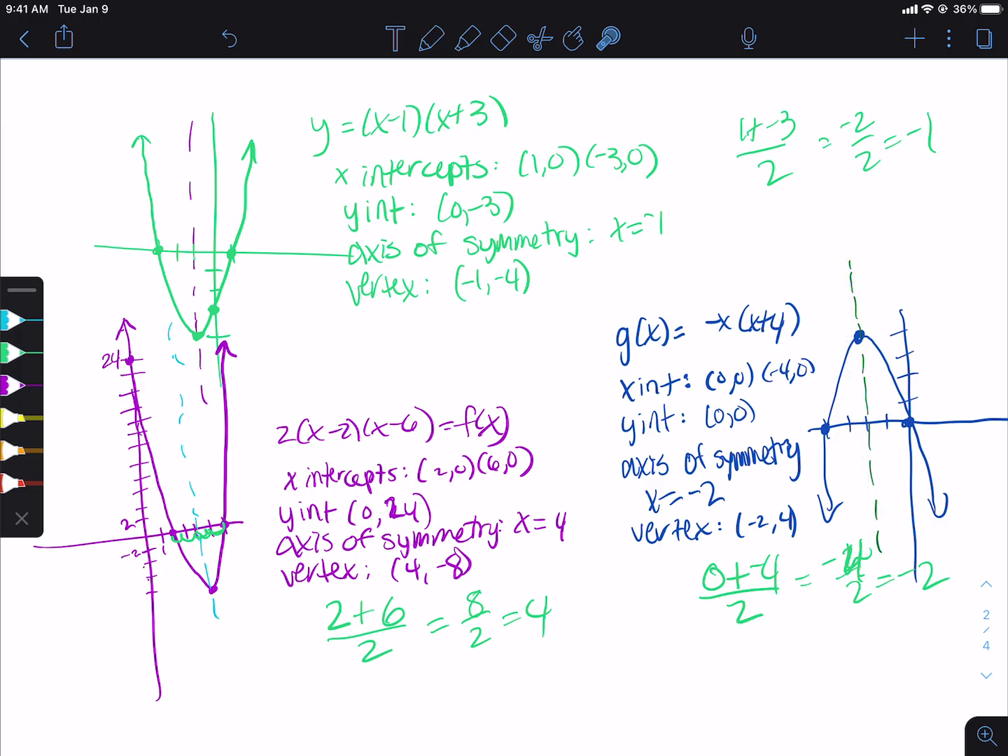Right? So anytime that we have our axis of symmetry from our factored form, you can take p plus q divided by 2, or you can think of it as the average of your x-intercepts. Okay? And that will let us find our axis of symmetry.